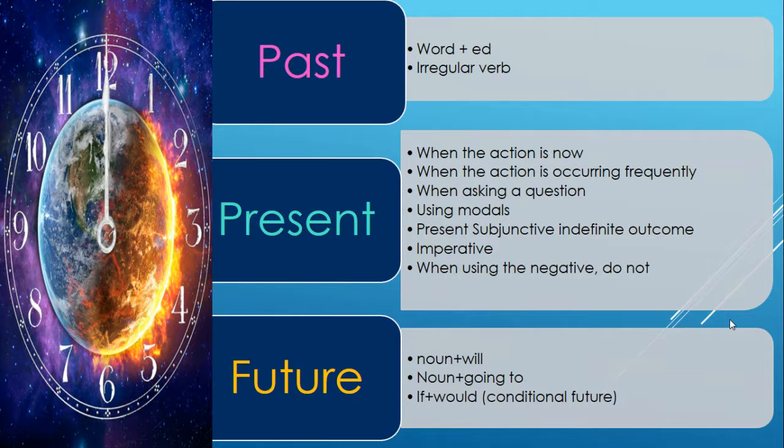Okay? The future tense, it's easy. It's the noun plus will. I will, or Mary will, John will, you will. Okay? Or it's the noun and going to. He will be going to finish his degree. Okay? You can say if and would, a conditional.